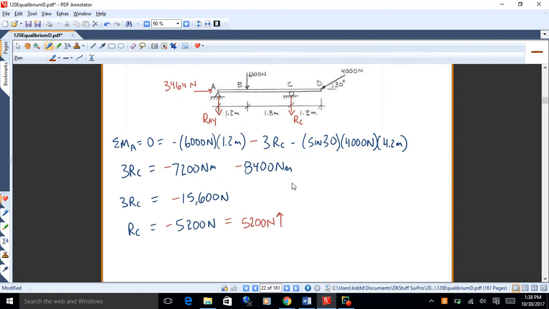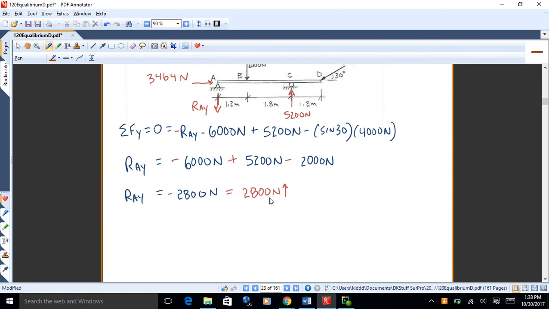Some of MA, I got RC down. So again, I get a negative answer. That means RC doesn't act down, it acts up, okay? That's the idea of the signs.